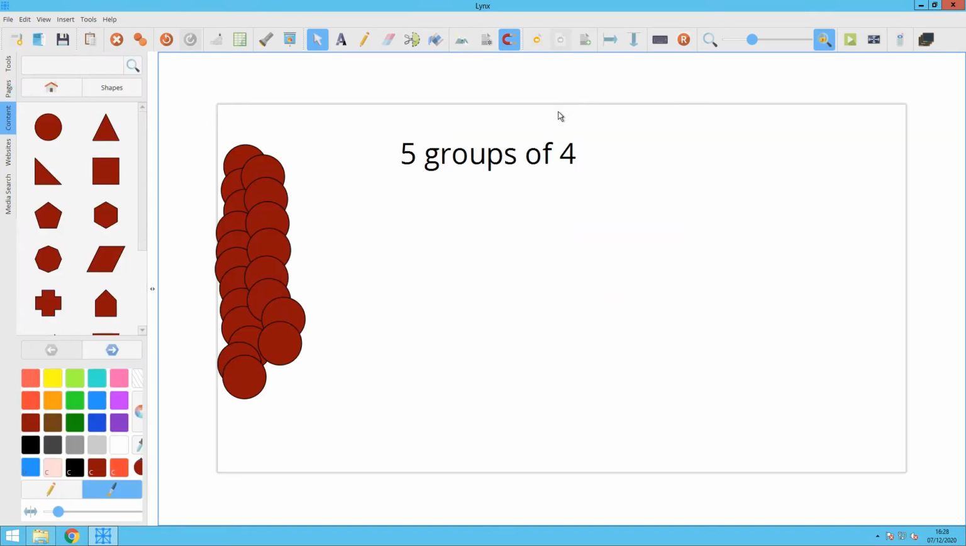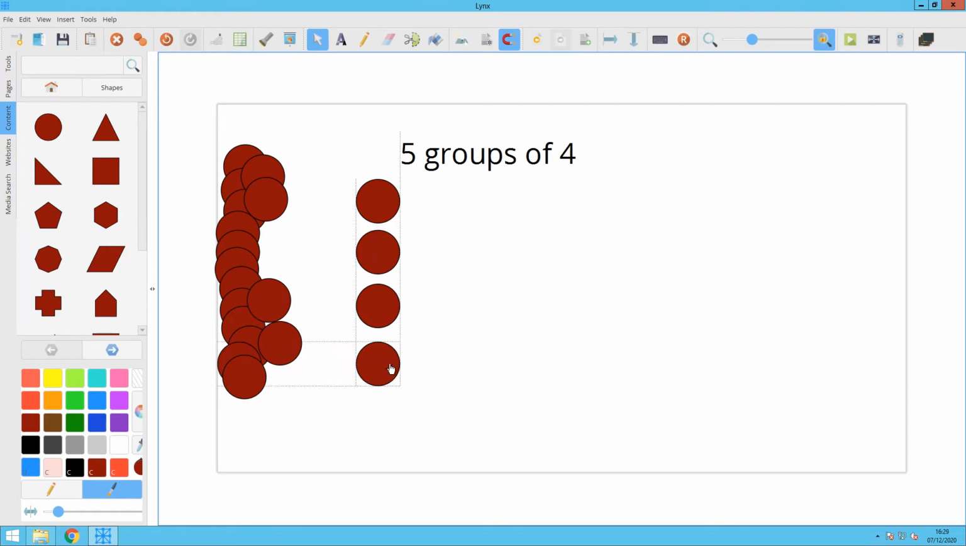Okay, our second statement says 5 groups of 4. So I know that each group needs to have 4 counters in it. When you're doing this in your pack at home, you might not have counters, so you can draw circles instead. So I'm going to do my first group of 4. 1, 2, 3, 4. So now I've got 1 group of 4, but I need to keep going until I have 5 groups of 4.